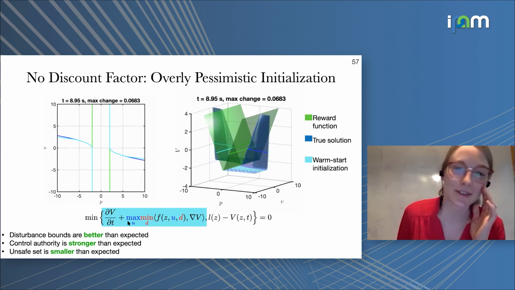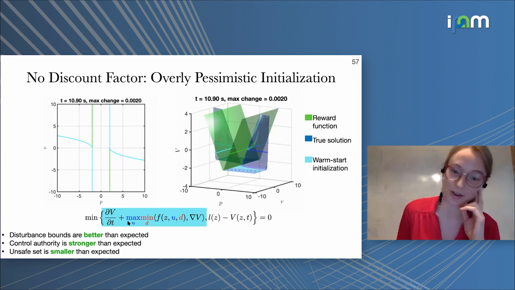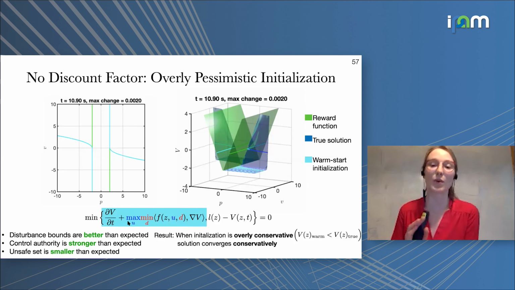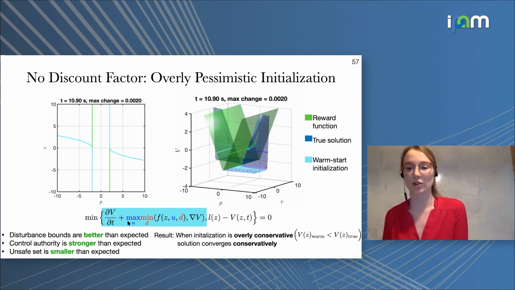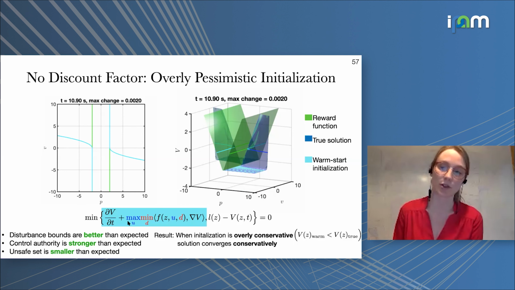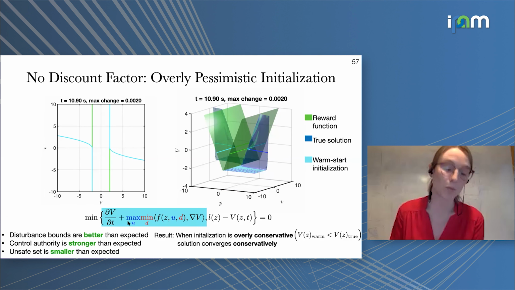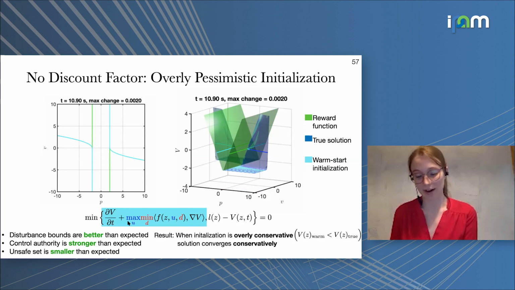Okay, so you see that in this case, and in fact, in most of the cases we tried that I'll show you, we end up converging exactly. But our proof currently just says that when the initialization is overly conservative, so the value function of the warm starting is less than the value function of the true solution, our solution will converge conservatively. So we know that it will never become more conservative than the initialization, but it may not reach the exact solution. Now, in practice, this tends to work very well anyway.